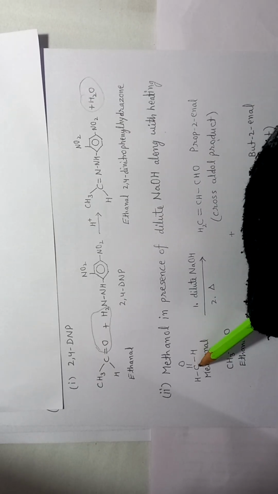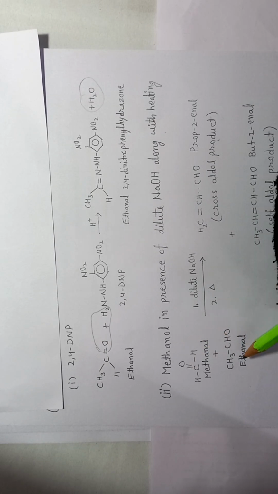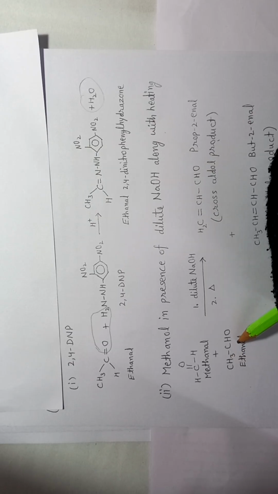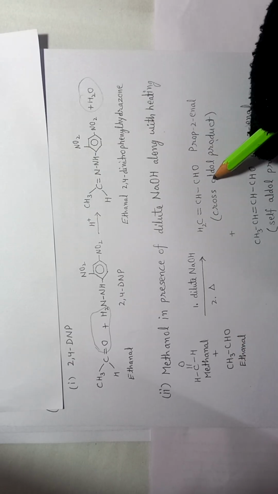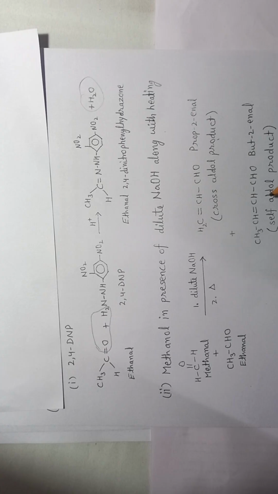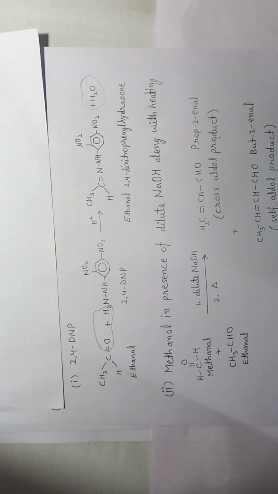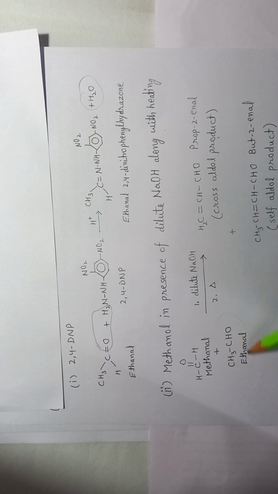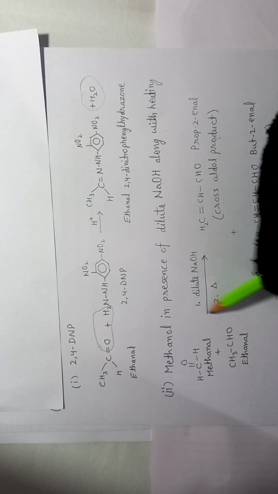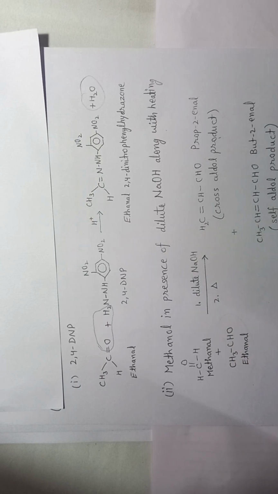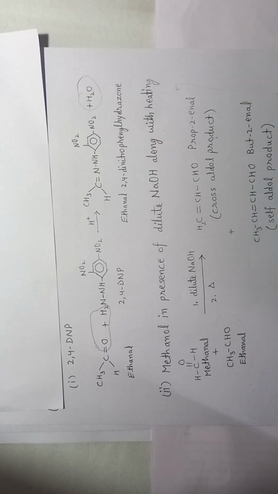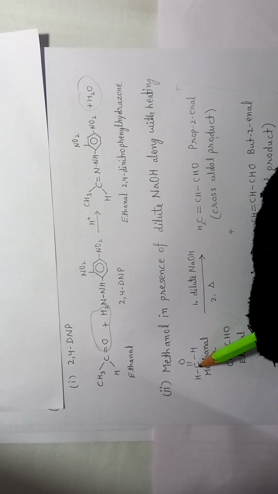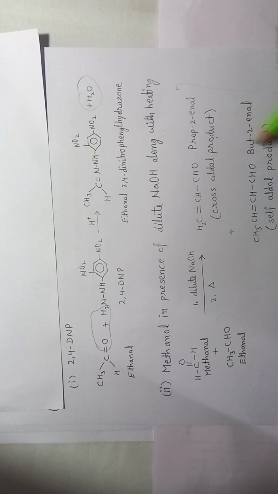Carbonyl carbon of methanal is involved with the alpha hydrogen of ethanal, so we get this product. Now another product will be a self aldol product. This is formed from two molecules of ethanal, because ethanal is present here under the same situation, so self aldol products will also be formed. So in this reaction only two products will be formed, because methanal doesn't have alpha hydrogens, so only two products.